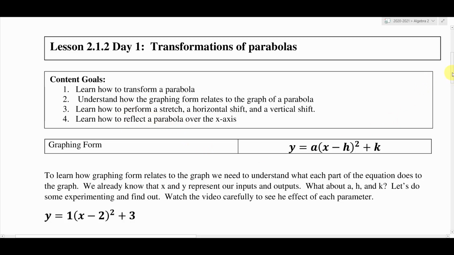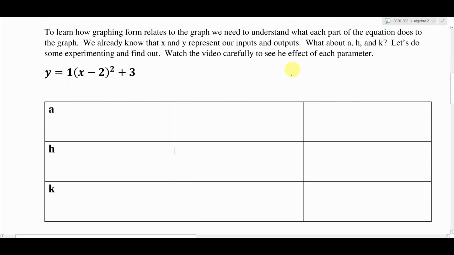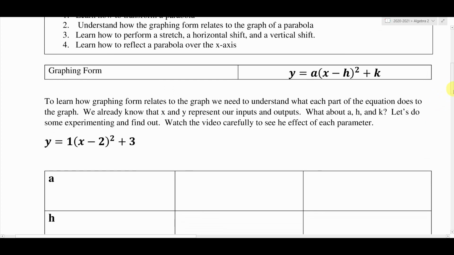So let's take a look here. To learn how the graphing form relates to a graph, we need to understand what each part of the equation does to the graph. So you might be looking up here at our graphing form, and we have these pieces like we have an A, we have an H, we have a K, and we want to understand what those three things do to our parabola. We know what the X and the Y are because the X represents inputs and the Y represents our outputs of the function, but these A, H, and K things, we call these parameters, and we want to know what the effect of each of those parameters are here.